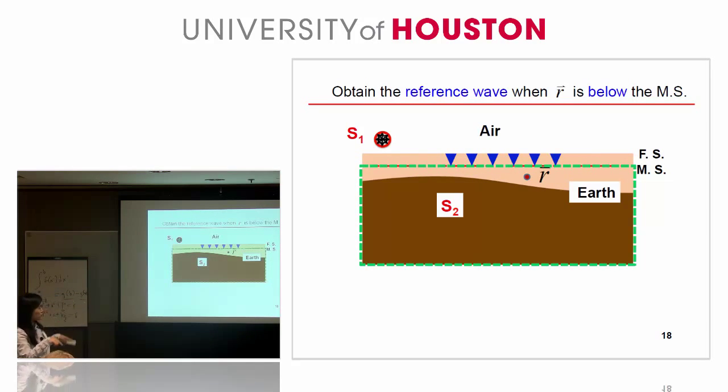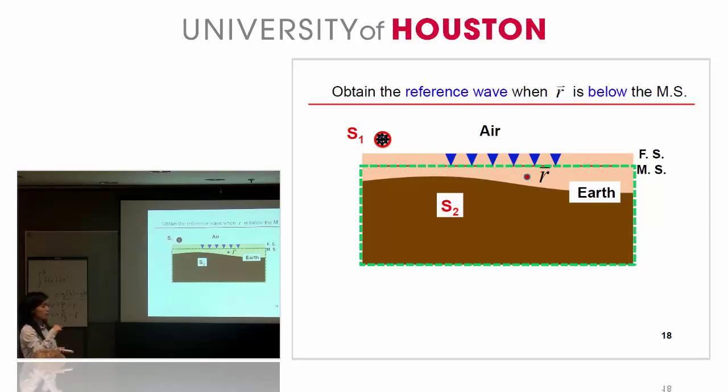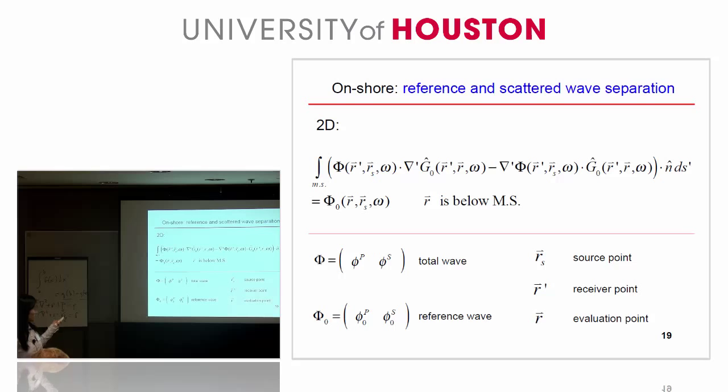Now we put a closed surface, and its upper boundary is the measurement surface, and we put our evaluation point inside the volume, below the measurement surface. Then Green theorem tells you that if you do the surface integral along the measurement surface, it will give you the contribution from the source that is outside the volume. For this case, S1 is outside the volume. Acting on the reference medium, it will give you the reference wave, and it can be separated after the integral. This is the integral formula for this 2D world.